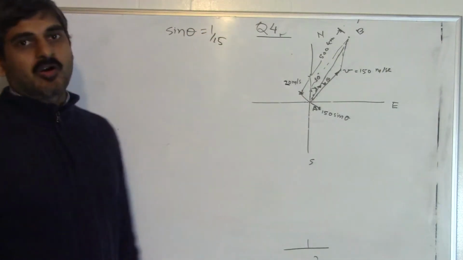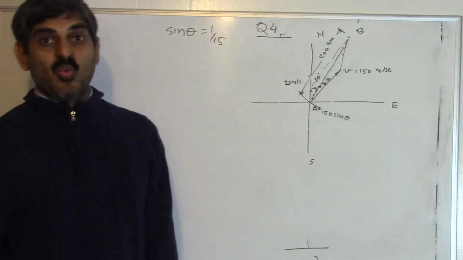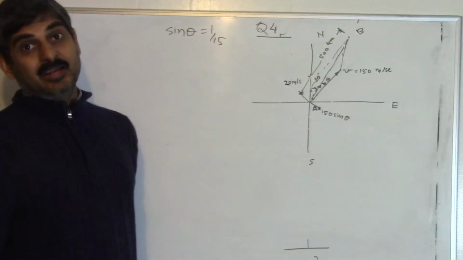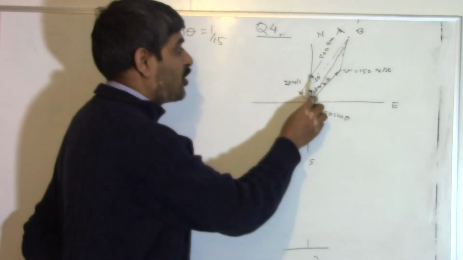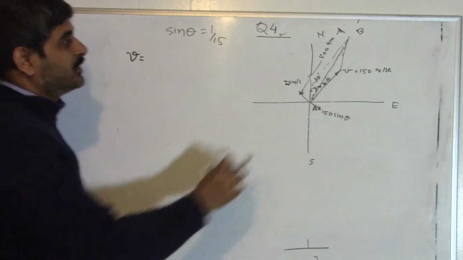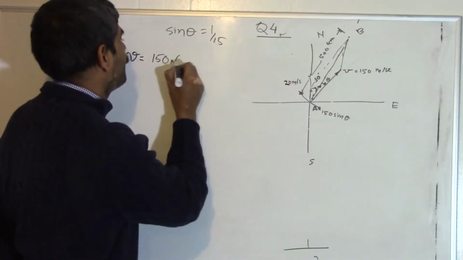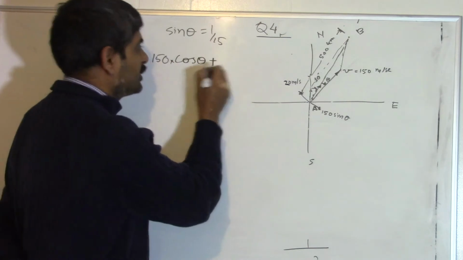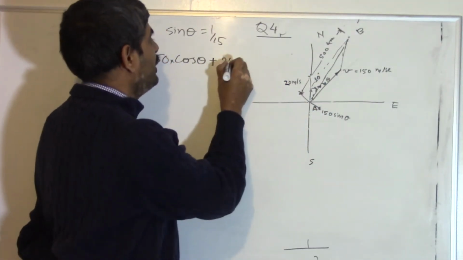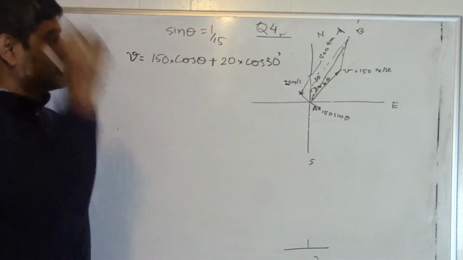There are two velocity components that are making the plane go in the direction of A to B. One is the plane's velocity component in this direction, and the other is the wind's component in this direction. So the net velocity will be this velocity, 150 into cos theta, plus the wind's component of velocity along this direction, that will be 20 into cos 30 degrees. This is our desired velocity.